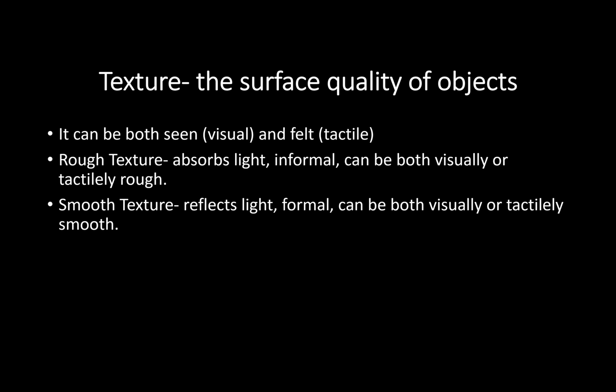Texture is the surface quality of objects. It can be both seen visually and felt tactilely. You can tell if something has a really rough texture usually by just looking at it. You don't necessarily have to feel it. You can feel it to make sure, but you can always see texture. It's really cool that way.